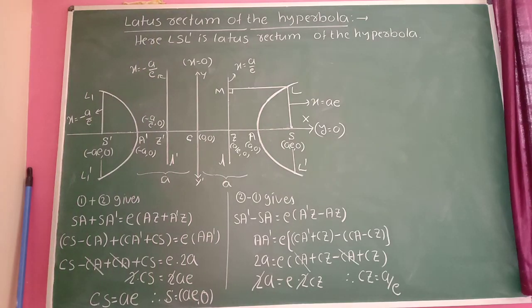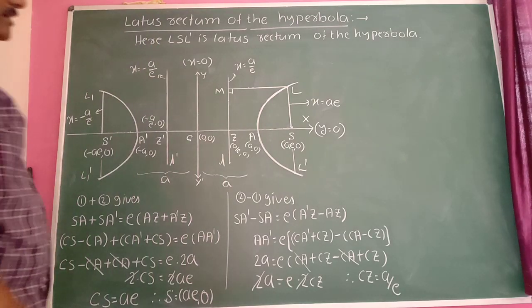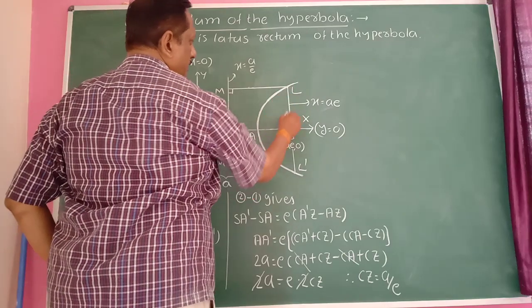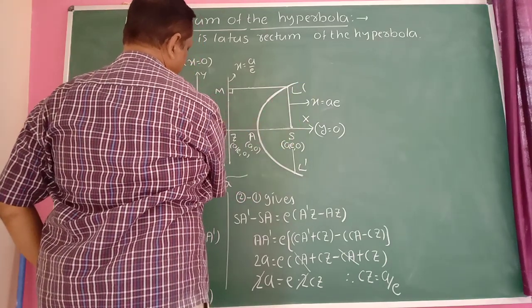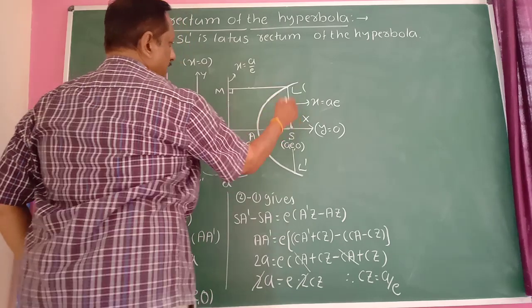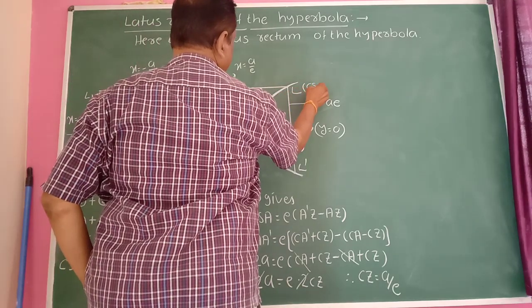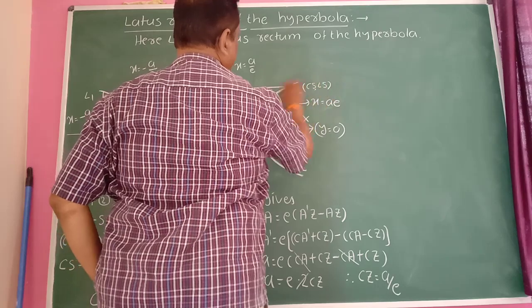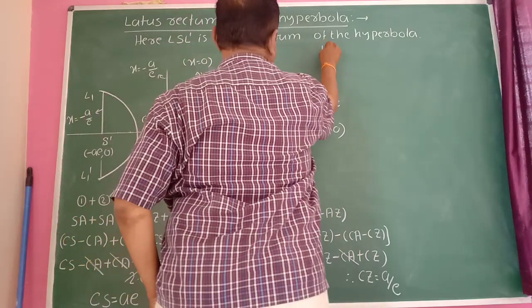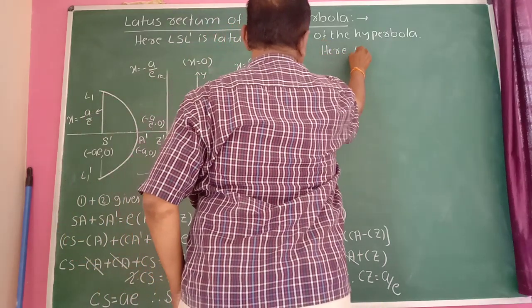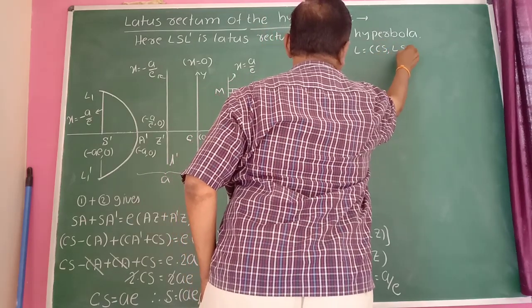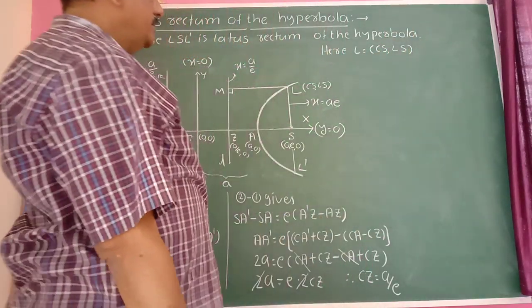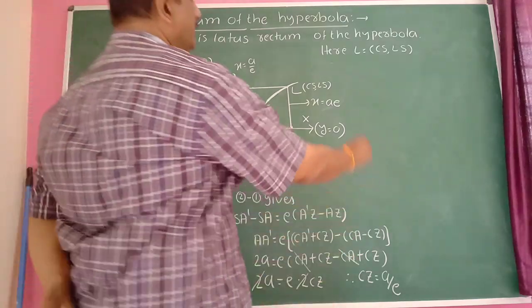Here we want its coordinates. Consider the coordinate of L as (CS, LS). So here L is (CS, LS). This point lies on the hyperbola.